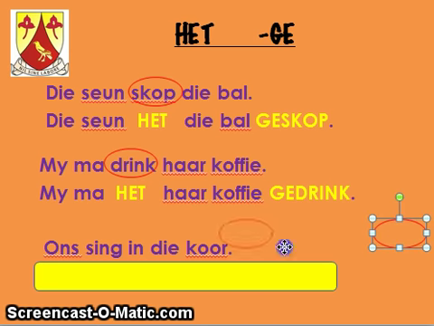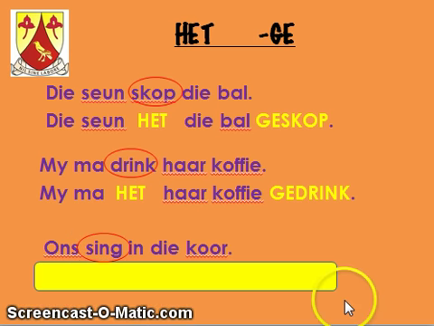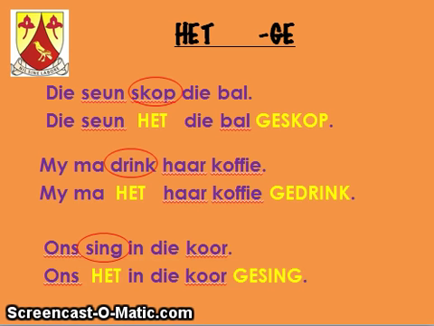Last one, ons sing in die koor. What are we doing? We are singing. Ons sing. So sing is the verb. And het goes in the place. We kick sing to the end of the sentence and add a ge. So let's have a look. Ons het in die koor gesing. Easy peasy.